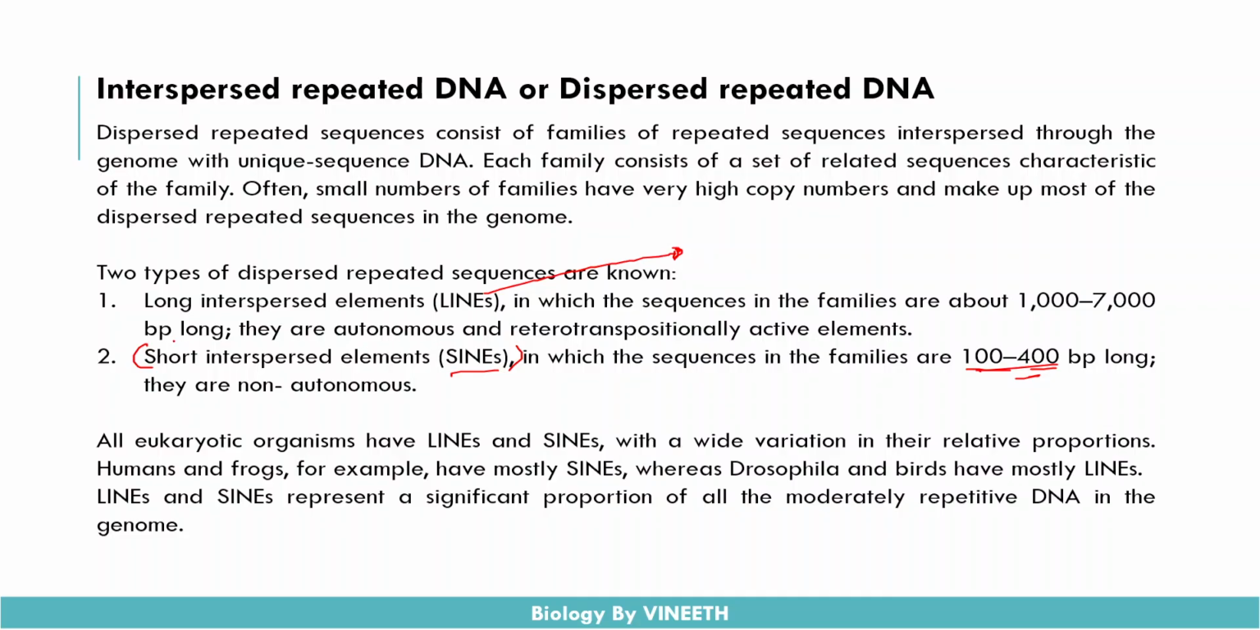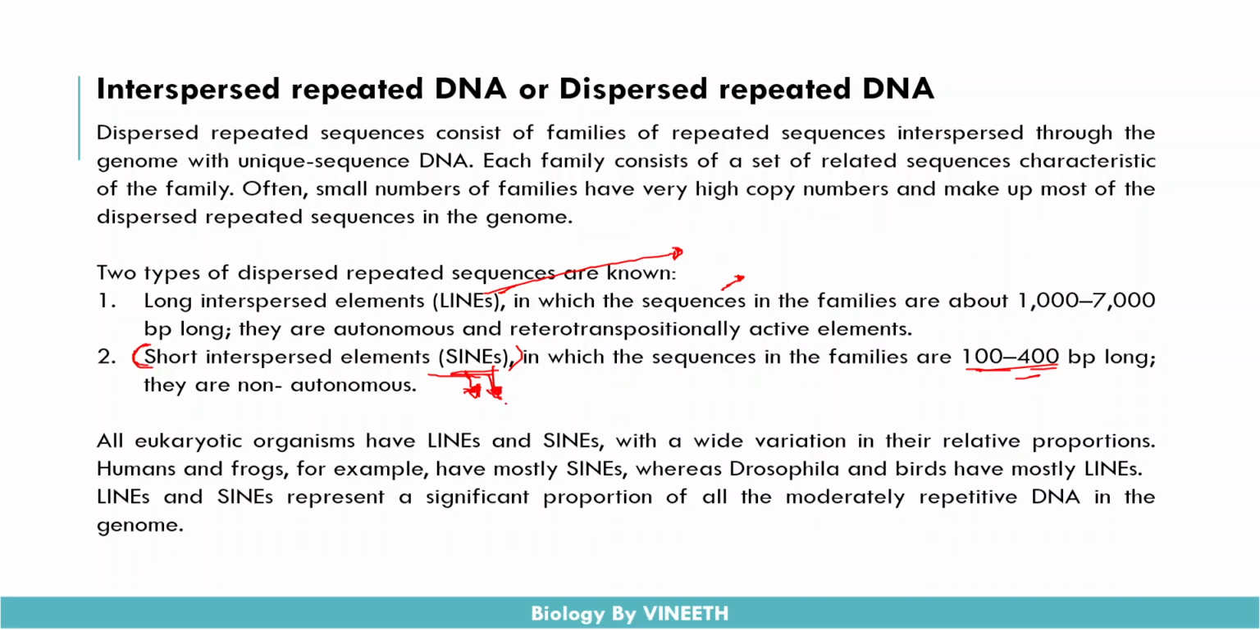But when you look at the SINEs, these are non-autonomous. That means they are dependent on some other mediator molecule. Here the mediator will be the LINEs, and the enzymes encoded by the LINEs will be involved in the transposition of the SINE elements. So SINEs require the LINEs for their transposition, while LINEs are autonomously transposing elements. This is the major difference between SINEs and LINEs.